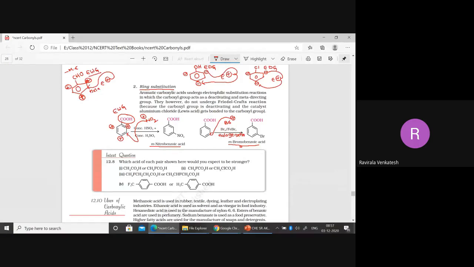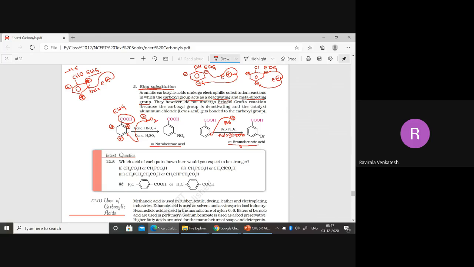So these are the ring substitution reactions of benzoic acid. The carboxylic group, the COOH group, acts as a deactivating and meta-directing group. What is the meaning of meta-directing group? The incoming electrophile attacks the meta position.